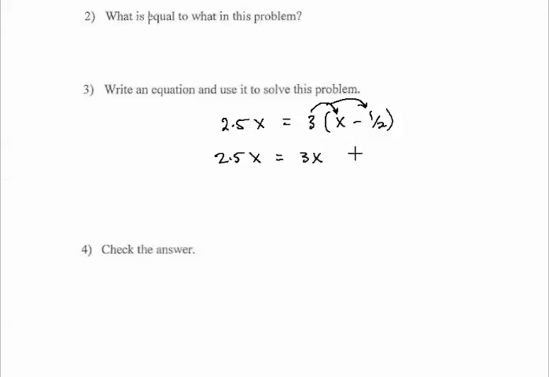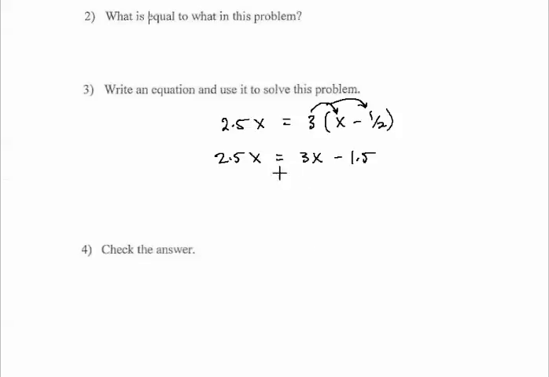Their two distances are equal. One passed the other and they took off from the same spot. So here we write 2.5x equals 3 times x minus a half. We would distribute the 3. Half of 3 is 1.5.